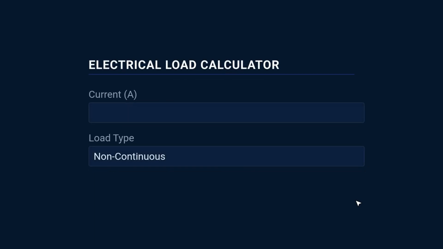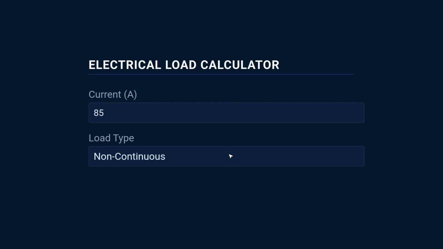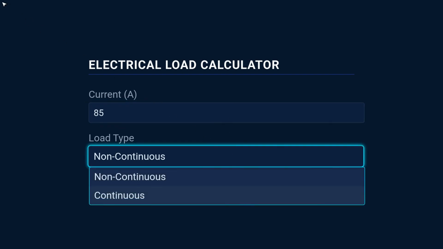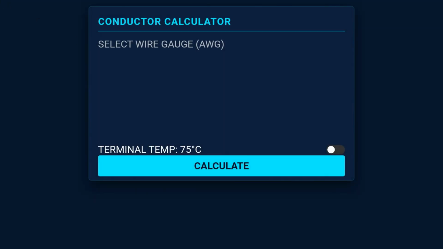Let's work through an example. We have a continuous load drawing 85 amperes. Enter 85 in the continuous load current field. Select continuous from load type, since this equipment runs constantly. Choose 3 AWG from wire gauge based on our installation. Select 75 degrees Celsius for conductor temperature rating, which is standard for most commercial installations.